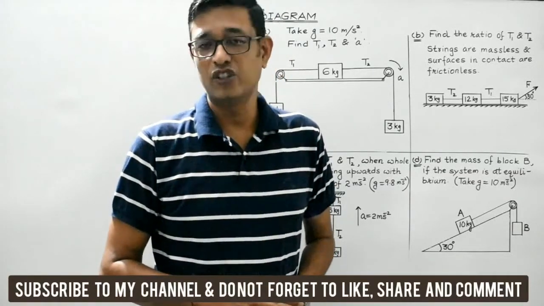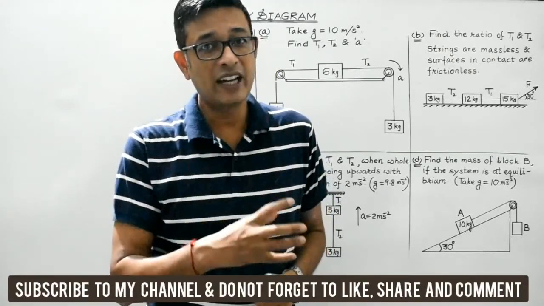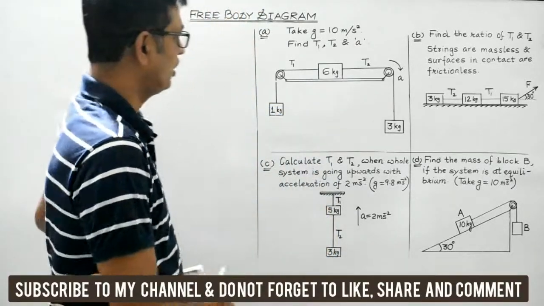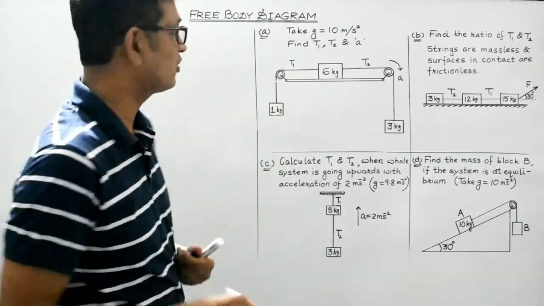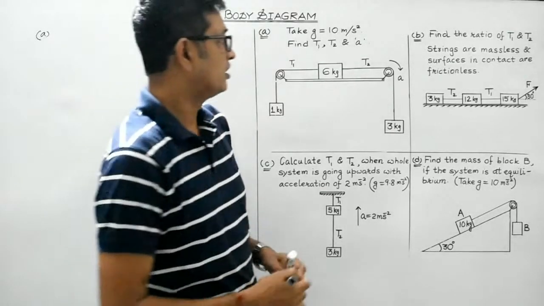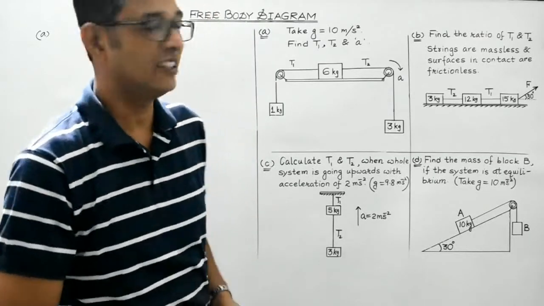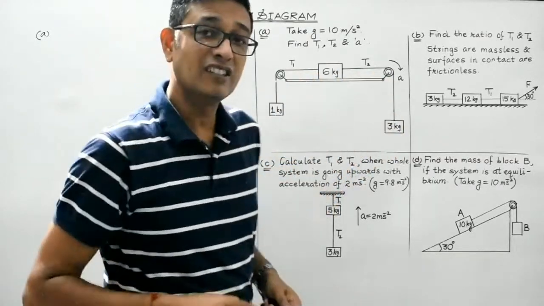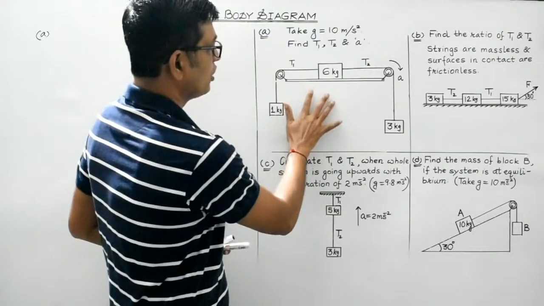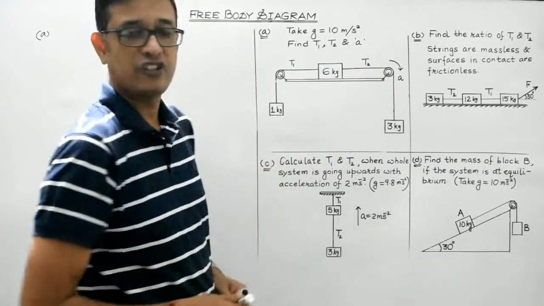In this particular lecture, we'll be discussing again some numericals based on free body diagrams and constructing equations with the help of those free body diagrams. So initially, we'll start with these four questions. Let's try to attempt the first question. This is a question, students, where the pulleys are considered to be massless and frictionless, and the strings are considered to be massless as well as inextensible. So in this question, we are supposed to find tensions T1, T2 in these two strings and the acceleration.